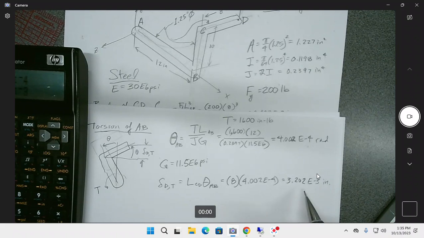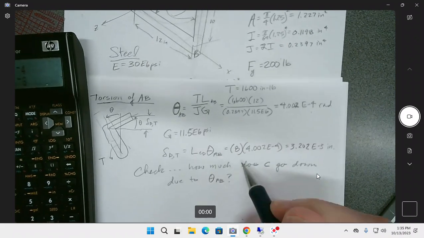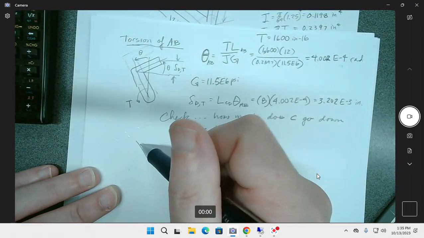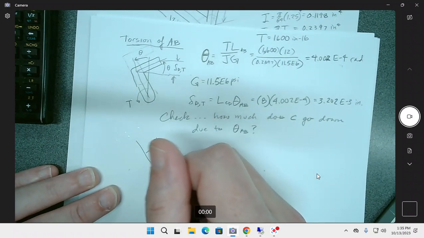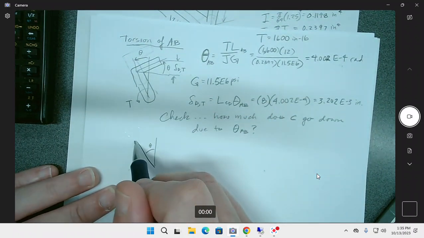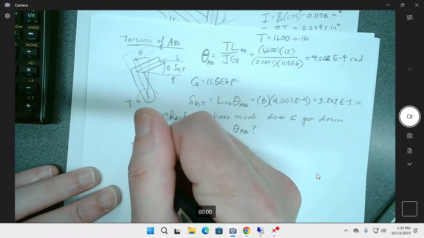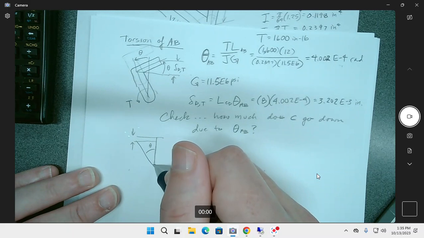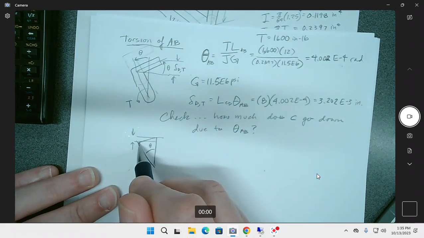All right, so I think we have all of it. Let me do this little check. We're going to check how much C goes down due to theta AB. Well, let's see, this is the angle right here, that theta, and so it would be this amount right here. Right, because he kind of goes down that way right there.